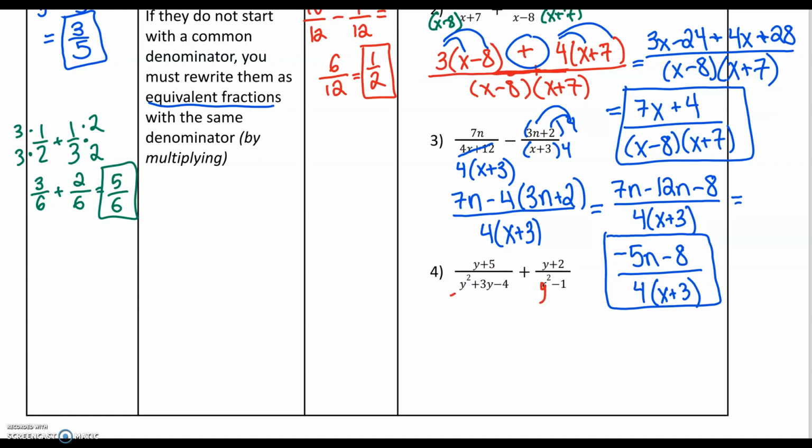So what I'd like us all to do is factor this denominator, factor y squared minus 1. Okay, come back with the answer. I want you to try that on your own, and we'll see what common factors each denominator has. Okay, if done correctly, the first fraction's denominator in factored form is y plus 4 times y minus 1. Y squared minus 1 is a difference of squares, which would be y minus 1 times y plus 1.